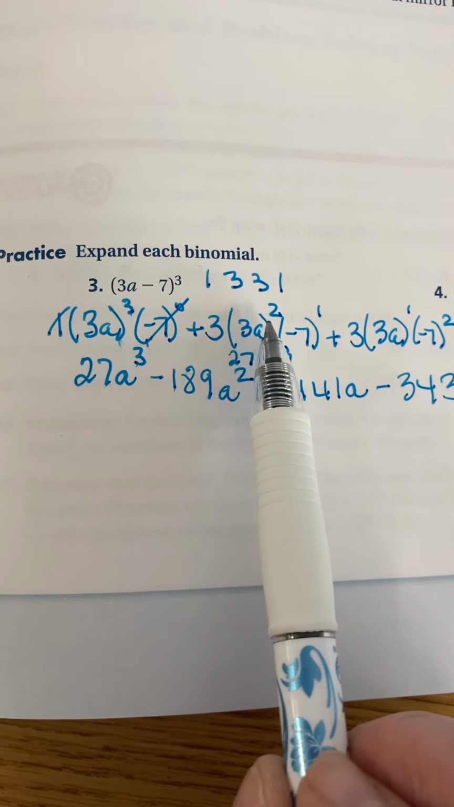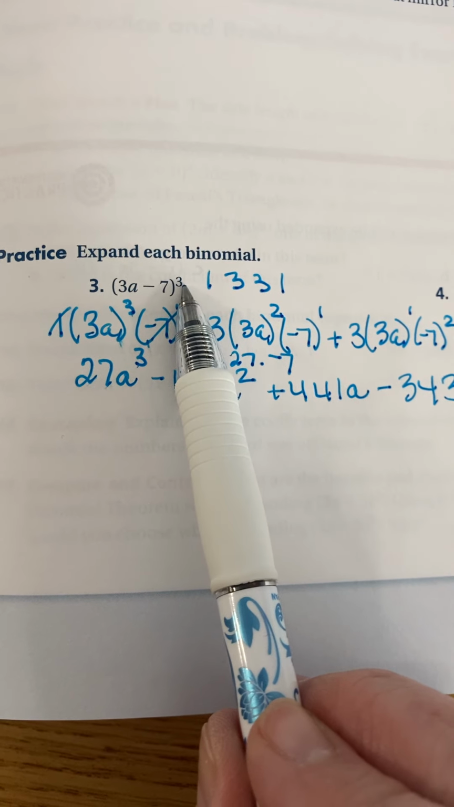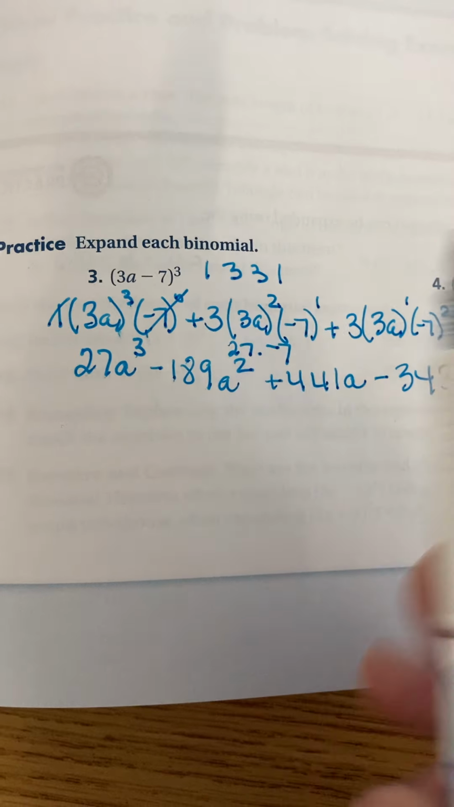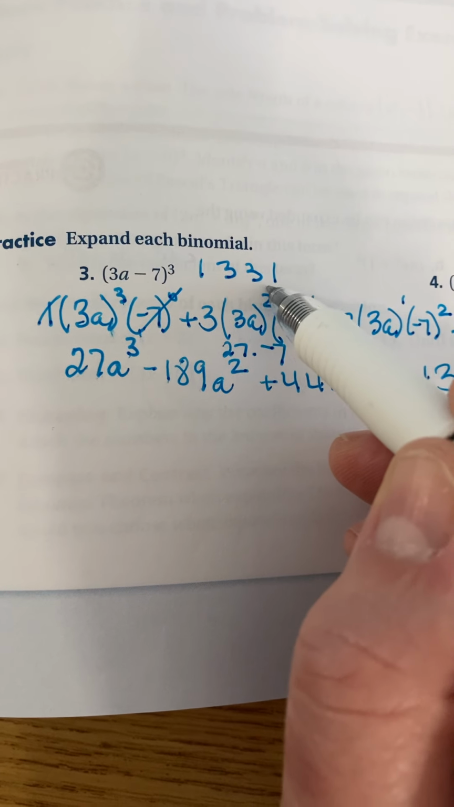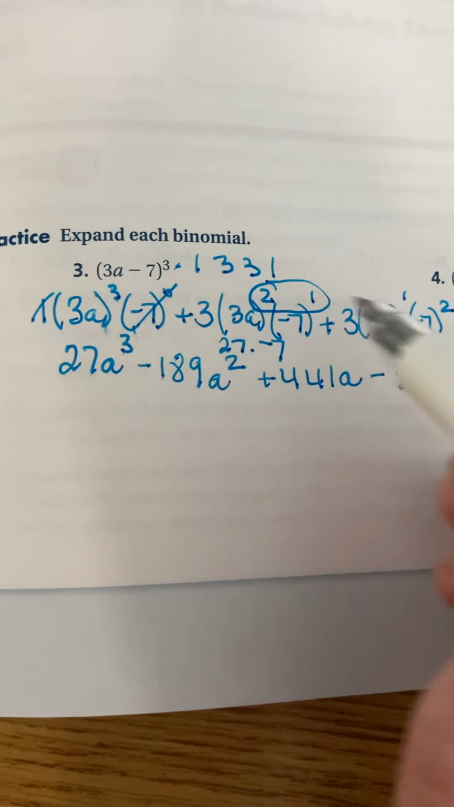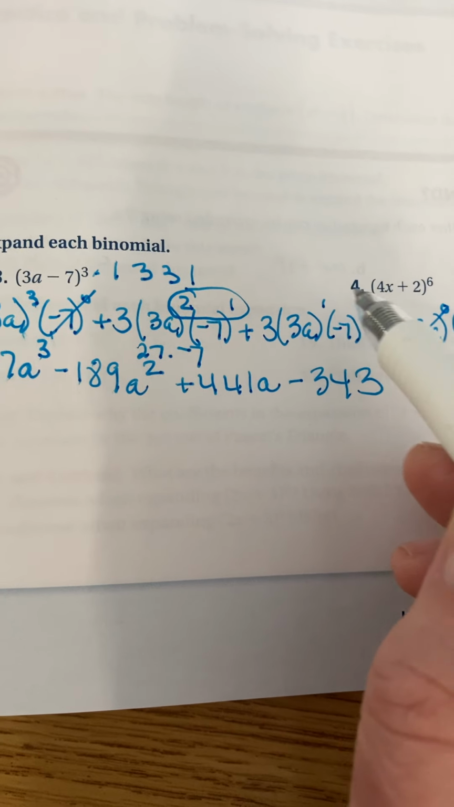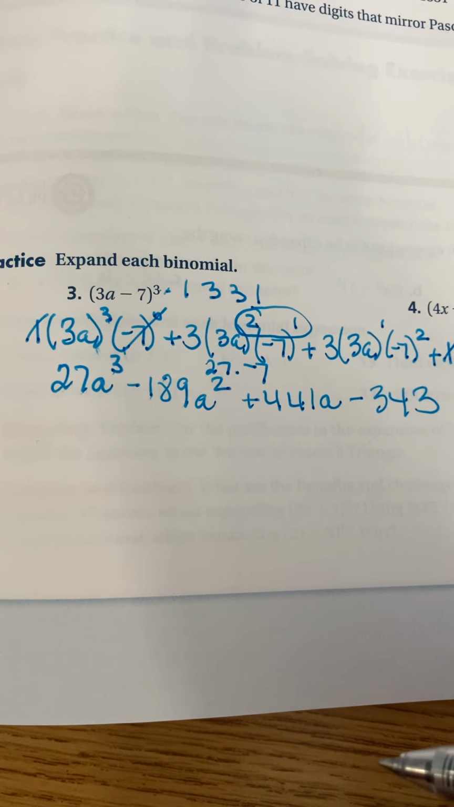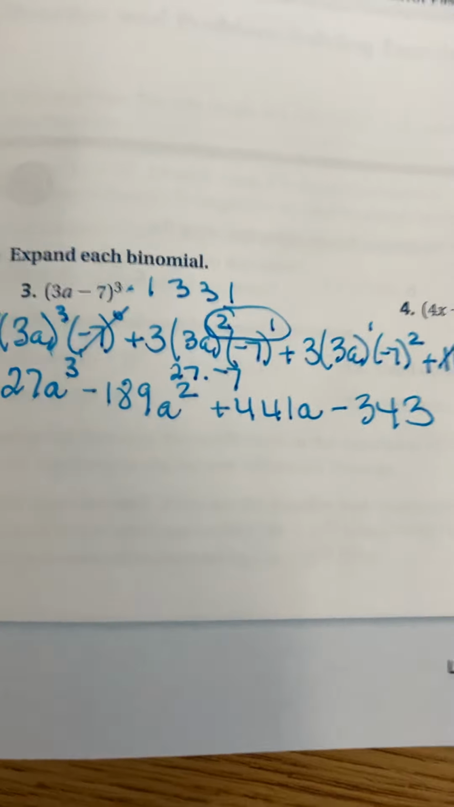Well, if it's the second term, then you've already decreased this down by 1 and you've increased that one by 1. Now, keep in mind, these right here always add together to get this exponent that's here. So whenever you're doing exponents, they should always add together to get that one. All right, when you're going through.